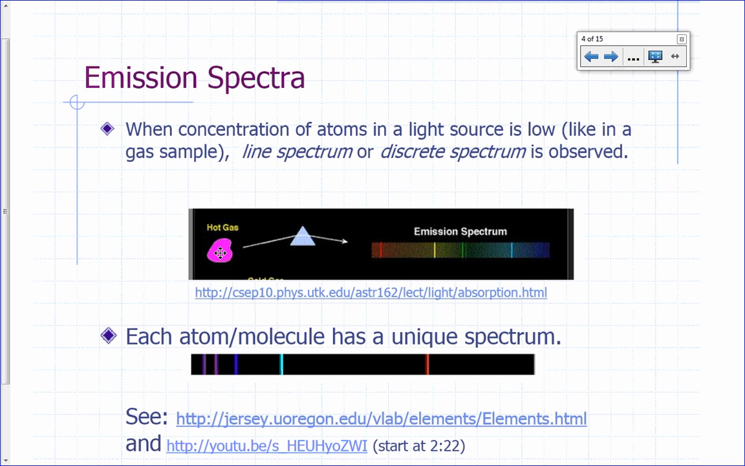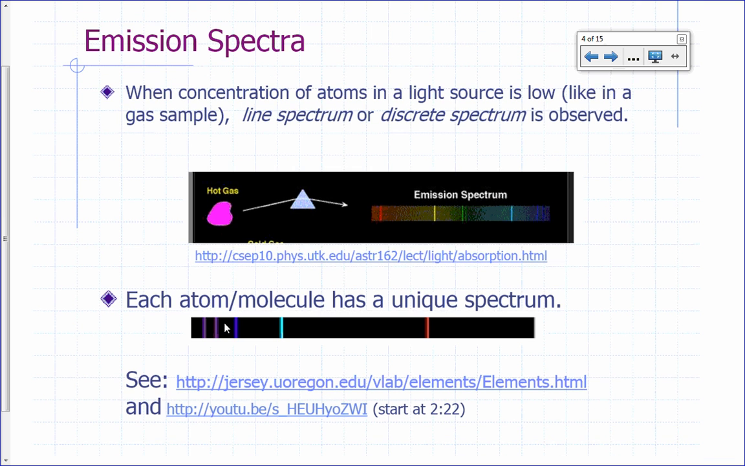So for example, if you have a hot gas, you remember in the gas, the atoms are relatively significantly far away from each other on average. The spectrum you get from a sample that has a low concentration of atoms will look something like this. You're not going to get a continuous band of colors. You're actually going to get mostly dark areas with very bright lines in between. So what you have here is what you would call the line spectrum, or a discrete spectrum, that's observed for this particular sample.